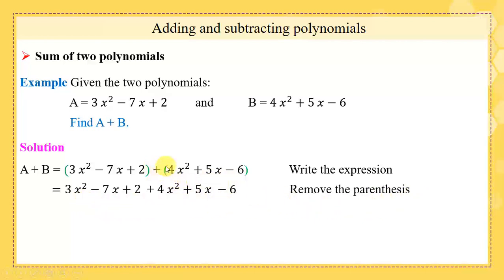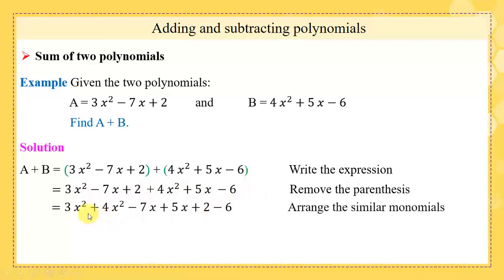Second step, we remove the parentheses. Since outside we have a positive sign, we just remove the parentheses without any change in the signs. Step 3, we arrange the similar monomials. We put the similar monomials together. Since we have addition or subtraction, we can arrange the monomials in the way we want. Step 4, we reduce the similar monomials. Each two similar monomials can be added or subtracted.